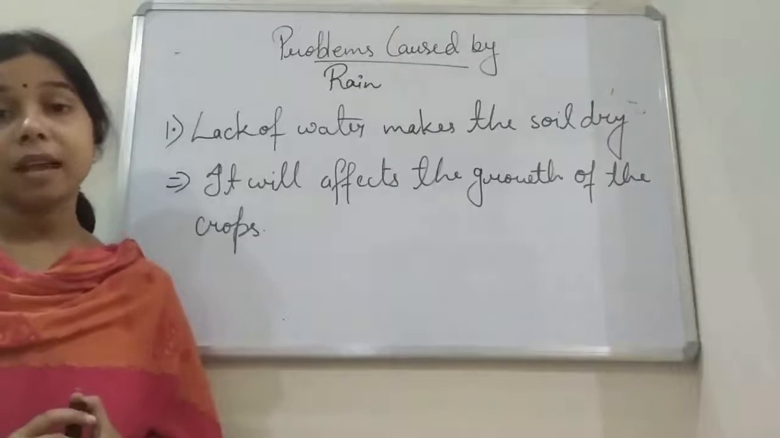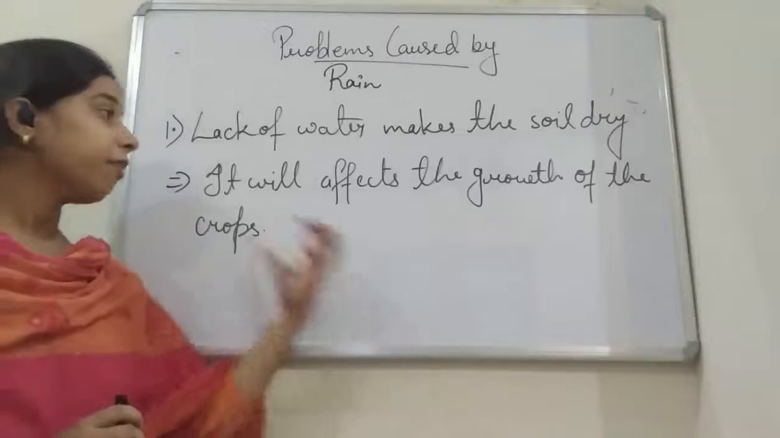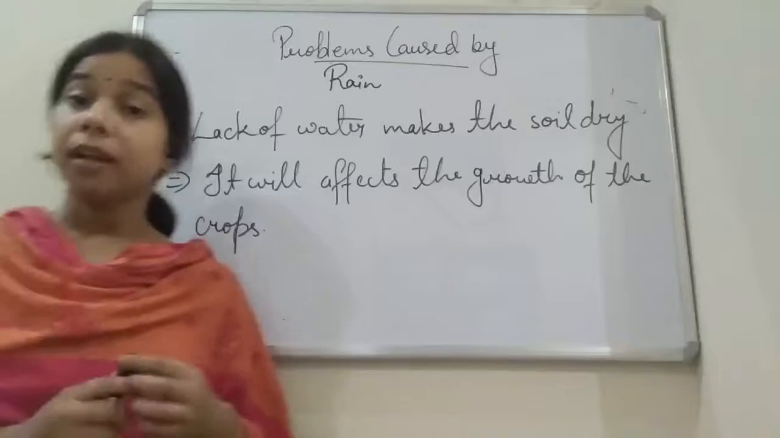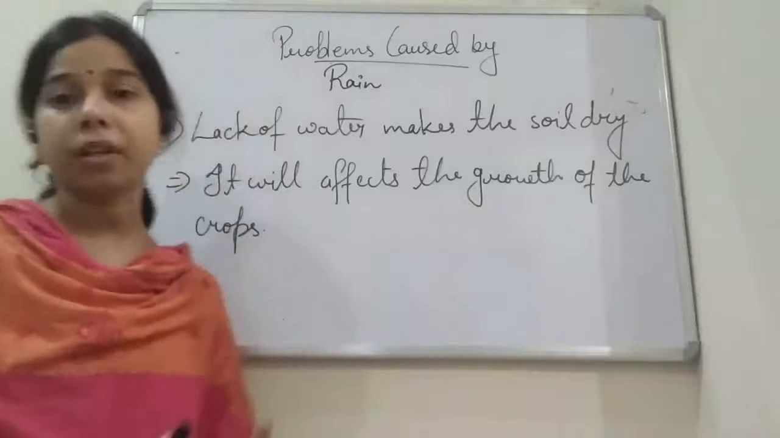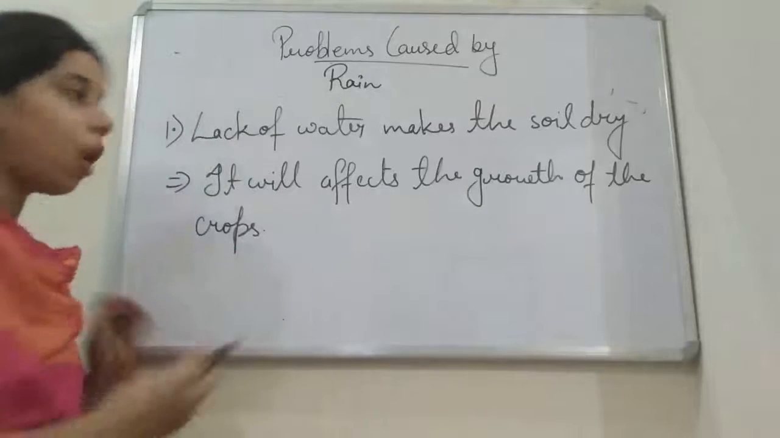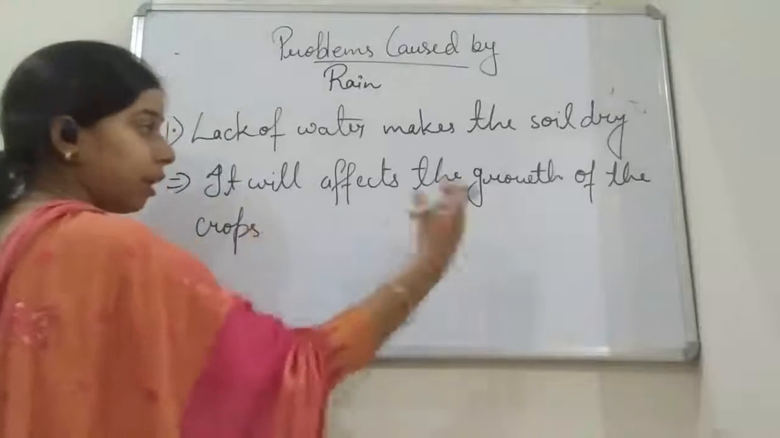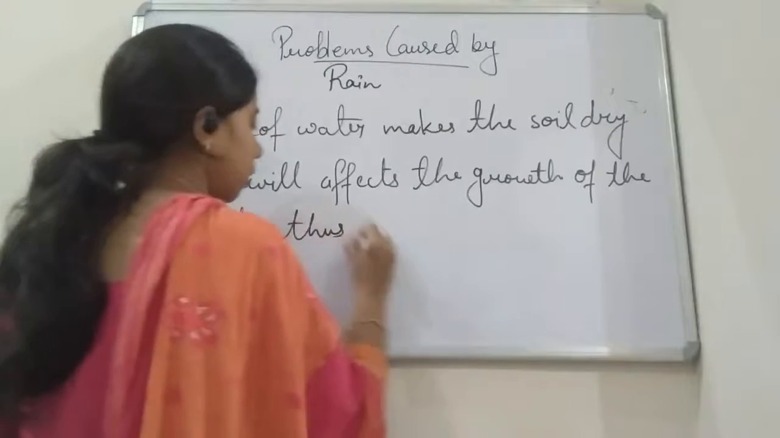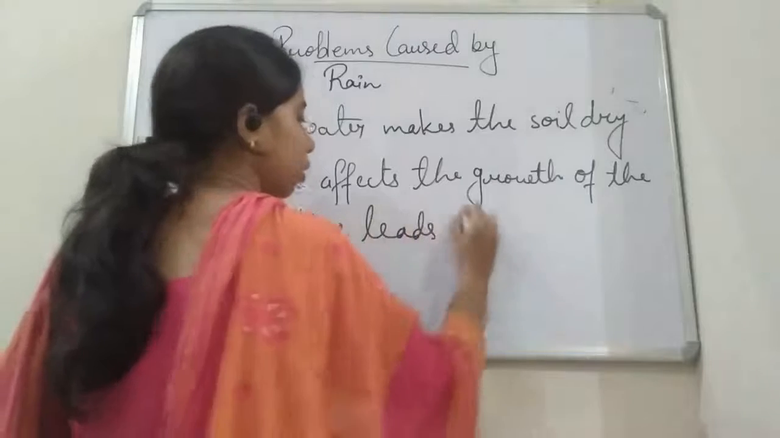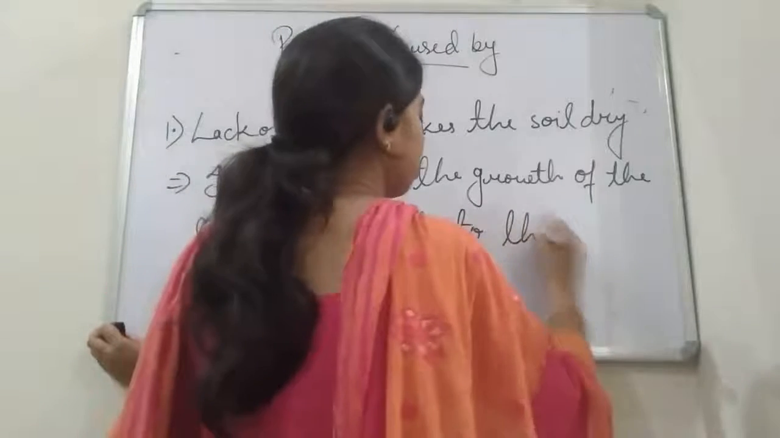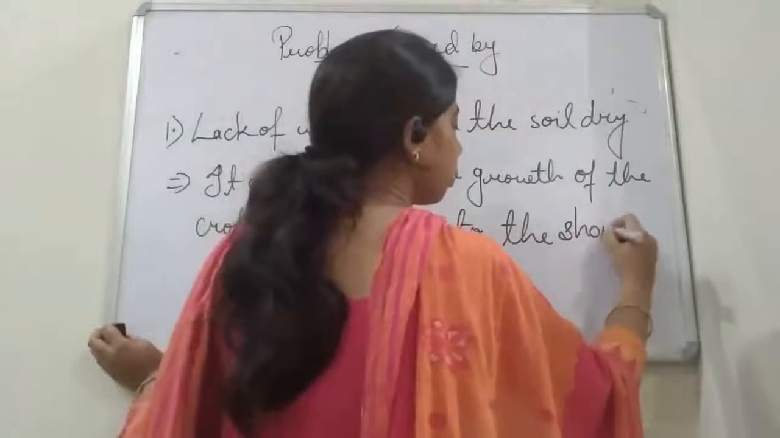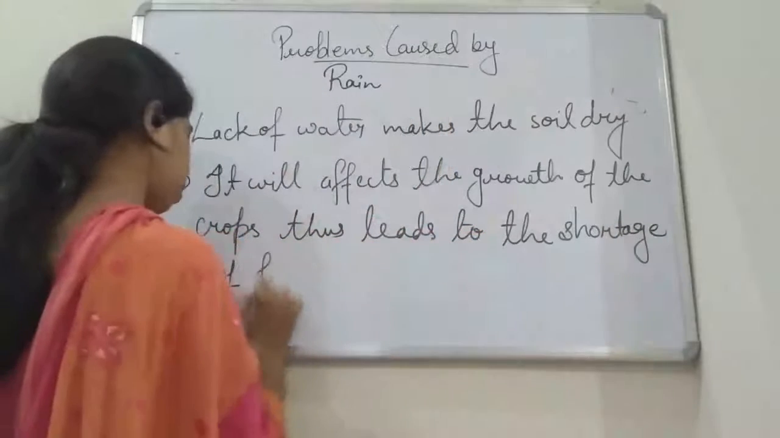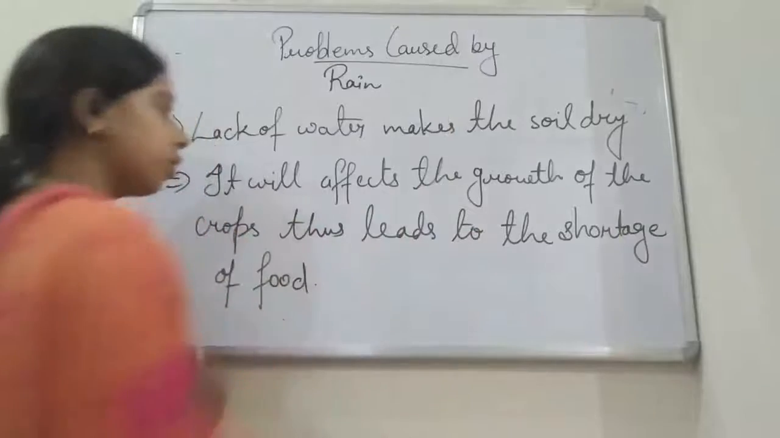You can understand it this way: if the crops do not grow properly, then what will happen? It will lead to a shortage of food for living organisms. So it will affect the growth of the crop, thus leading to a shortage of food. Okay.